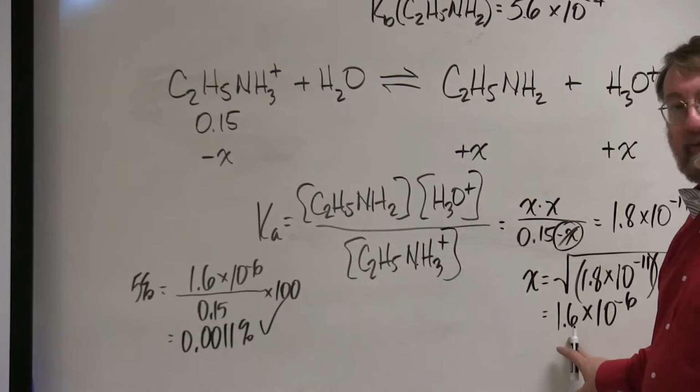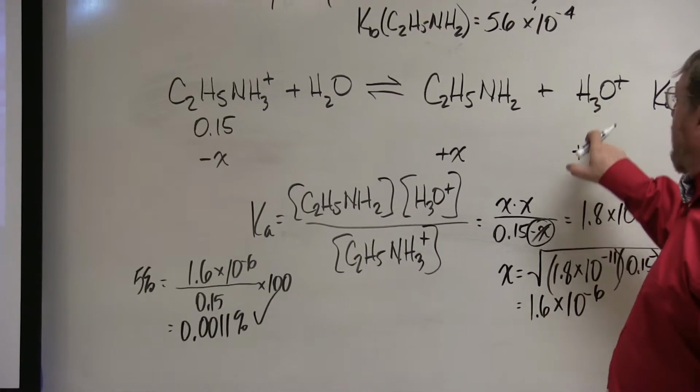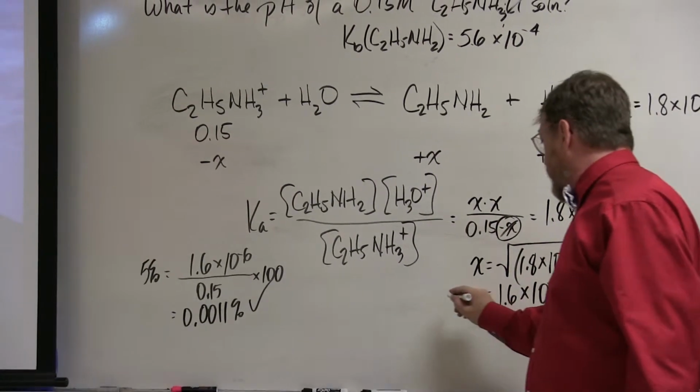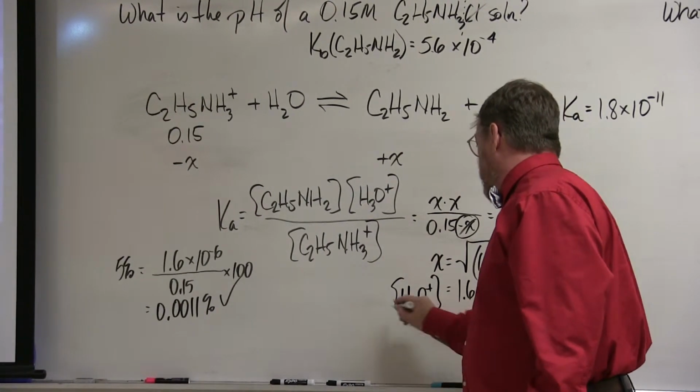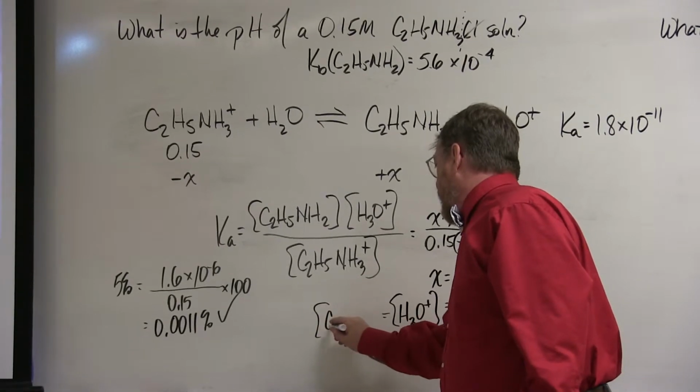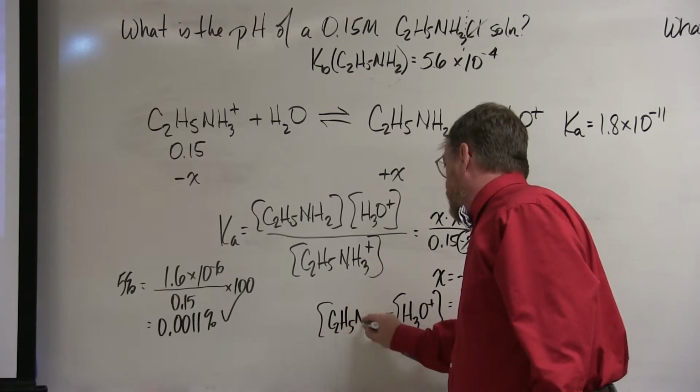Now I can go back and ask myself, okay, what is x? x is the hydronium and the ethylamine concentration. Let's write those out. That's the hydronium concentration. It's also equal to the ethylamine concentration.